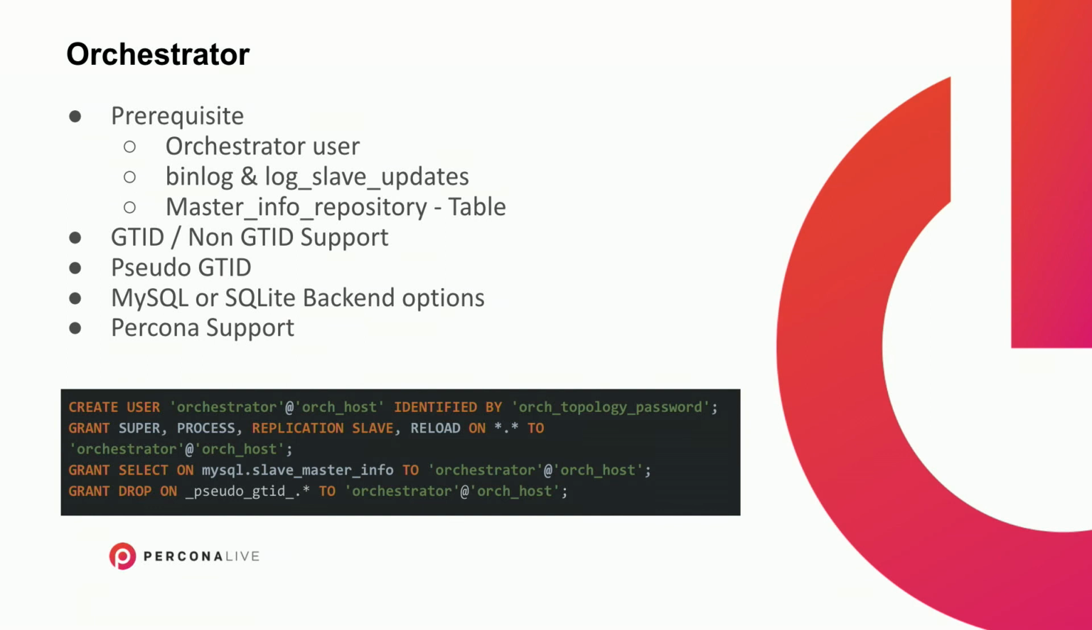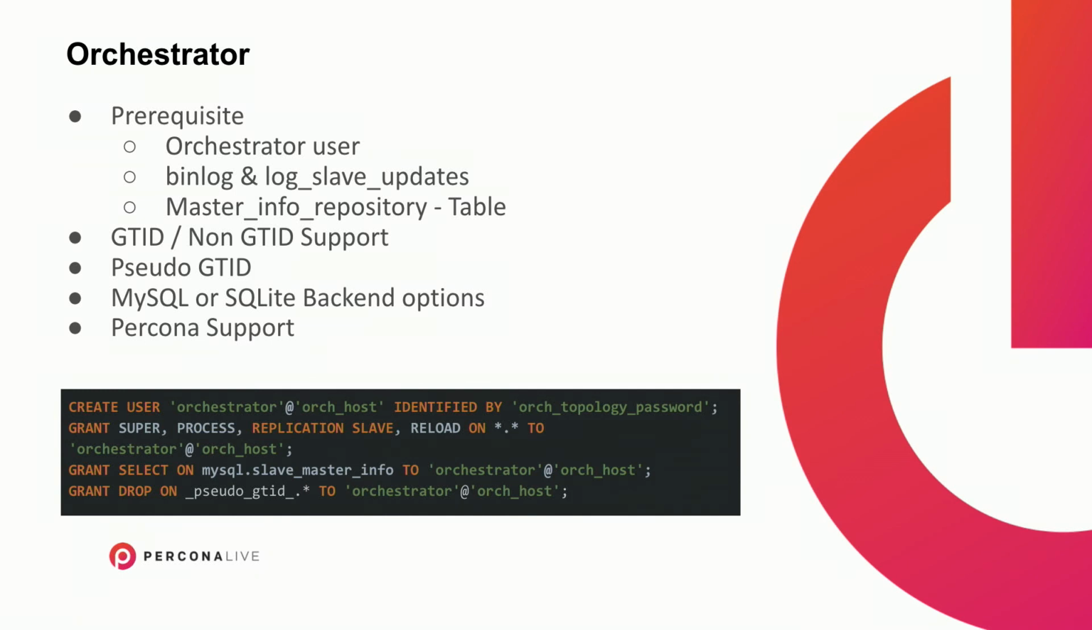Now binlog and log slave updates we recommend to be enabled, because if the binlog is not enabled, when we promote a new master, the failover will fail, since without the binlog it cannot replicate, right? So binlog and log slave updates need to be enabled. Master info repository needs to be set to table, so that when it does the failover and runs the change master, it gets the credentials for it. It also supports GTID as well as non-GTID replication.